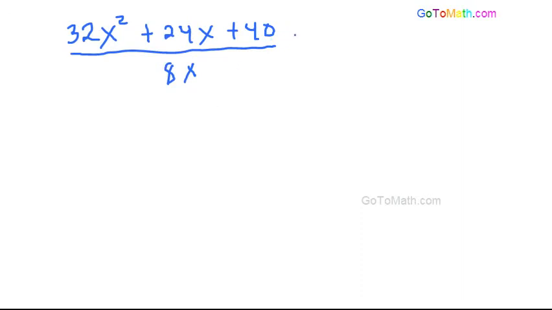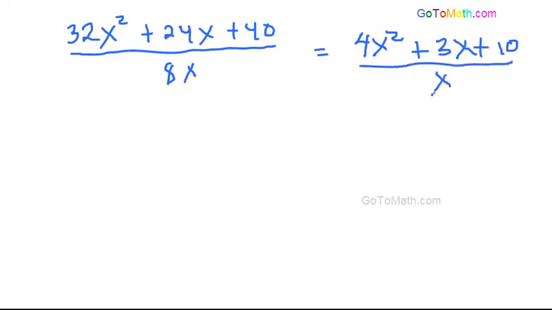And to make things a little bit easier, I think we can go ahead and simplify this down a little bit. Okay, so 8 goes into 32 4 times, and then 24 3 times, and then 40 10 times, and that's going to be all over x. Okay, see that? So now we're going to go ahead and do the division.